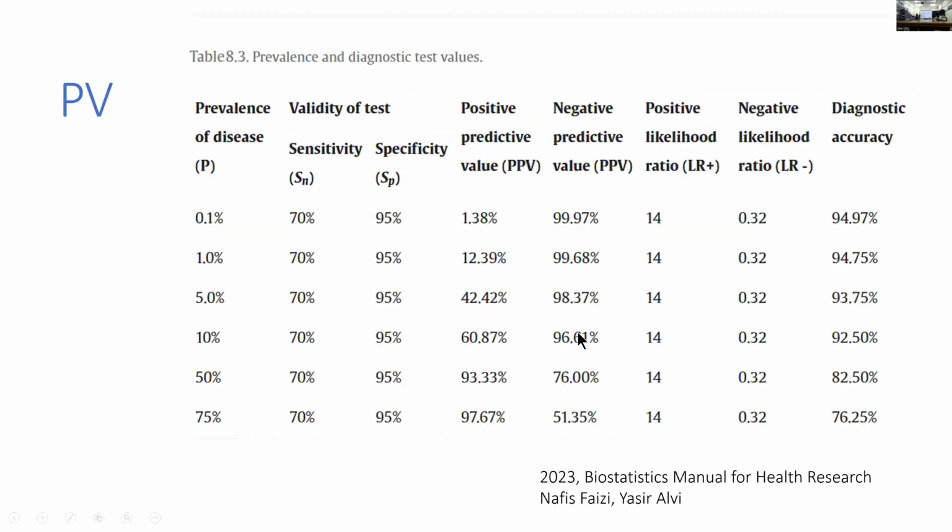Whereas the predictive value, if you look at this test, the sensitivity and specificity will be the same. But if the prevalence increases, the positive predictive value of the test will increase. That will change the diagnostic accuracy. So the predictive value depends on the prevalence of the disease where the testing is done.